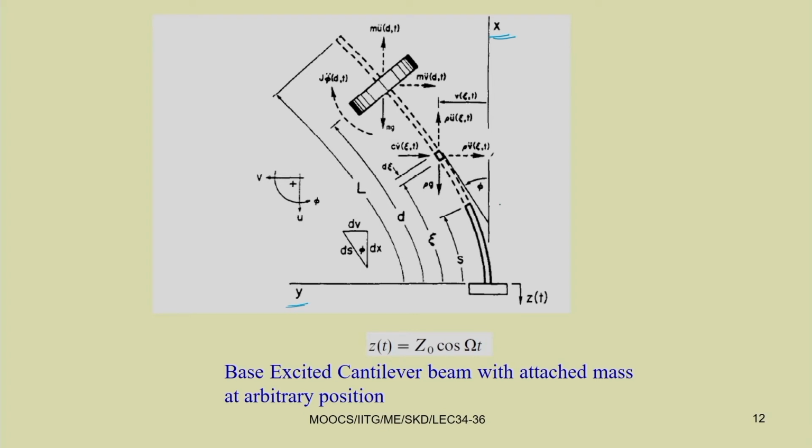Similarly, in this beam there is an attached mass. So, this is the attached mass here. This attached mass has a mass of m. So, it will also be subjected to a similar type of forcing. For example, mg is the weight of that mass, then m v double dot, then m u double dot. So, these are the inertia forces.